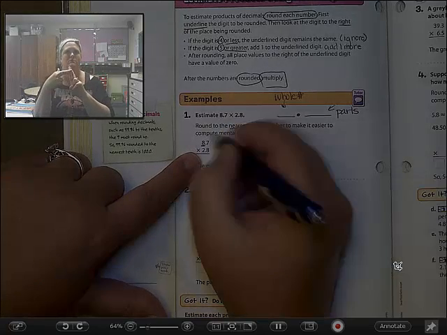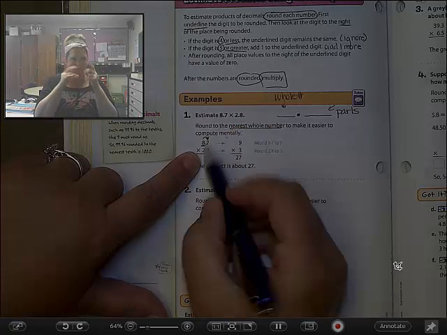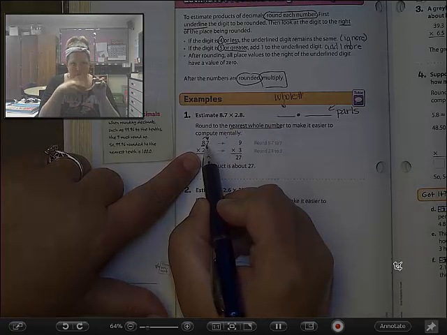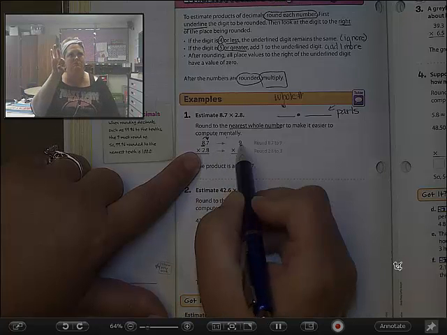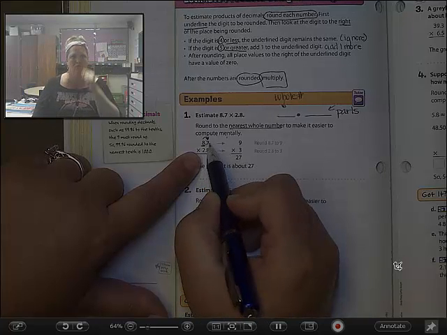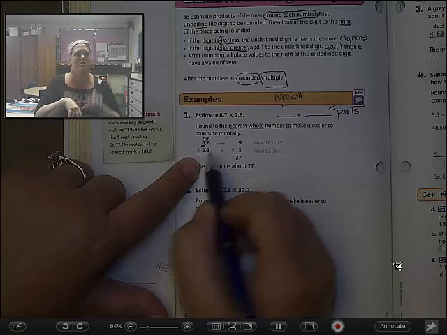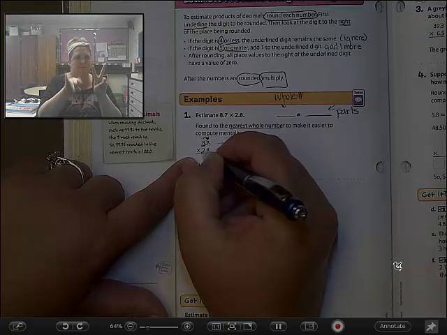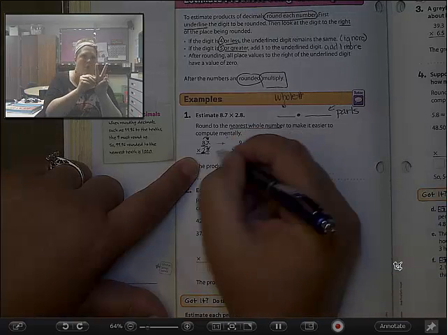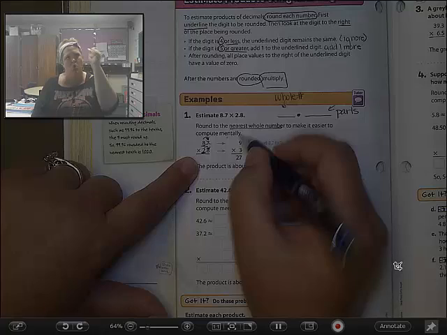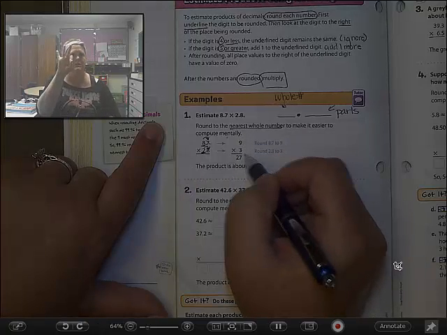Find your number, and look right next door. If it is 4 or less, just ignore. 5 or more, add 1 more. So 23.1 is about 20, and 29.6 is about 30. Round 2.8 to the nearest whole number, about 3. 14.7 is about 15. So when we round it, 30 times 3 is 90.